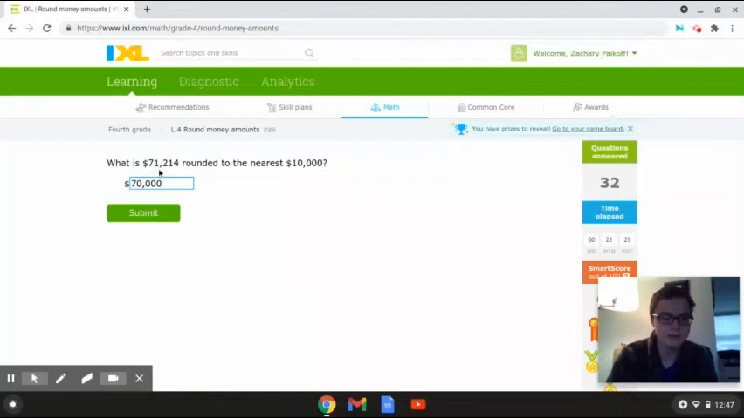So the answer for this problem is $70,000 because we took a look at the key digit, which was 7, and saw that the number next to it was less than 5, so we rounded it down, and it became $70,000. And that is how to solve this problem.